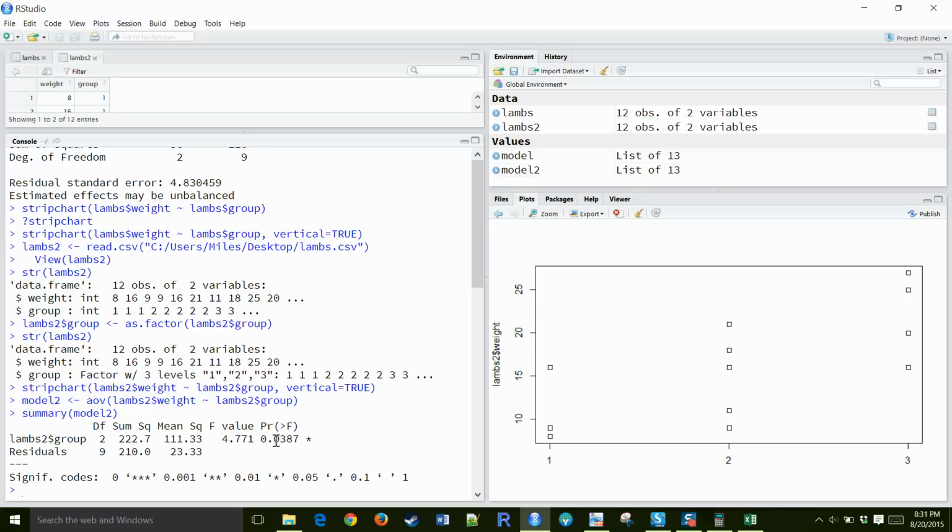But again, it doesn't tell you which one it is. All you can do is look at the data and say, well, I suspect it's this one. And if you suspect it's this one that's different and you want to prove that, then you have this issue called the problem of multiple comparisons.